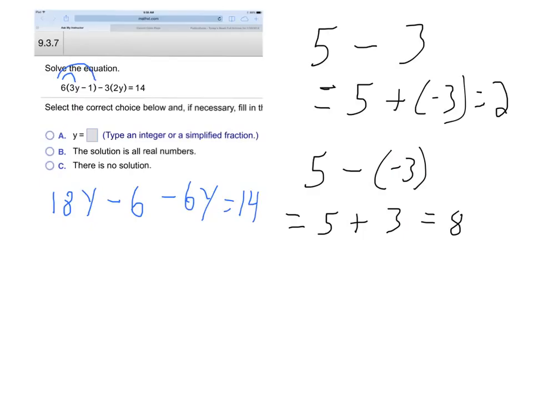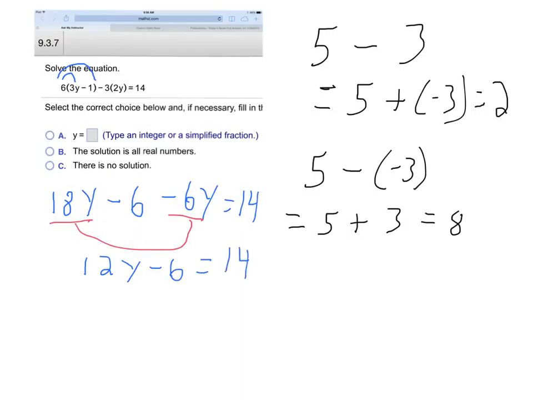Now I want to gather the like terms here, and we have a couple of like terms. We have 18y minus 6y. We want to combine these terms, and we could write 18 minus 6 will be 12. And so that'll be 12y minus 6 equals 14.